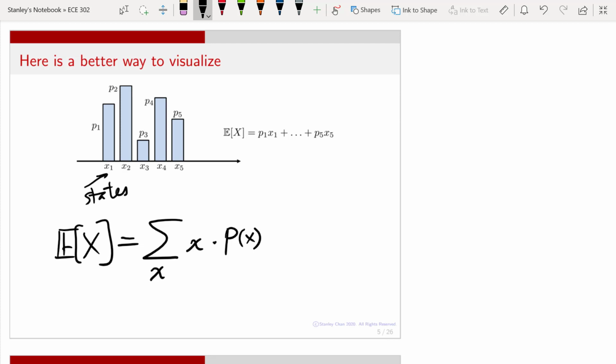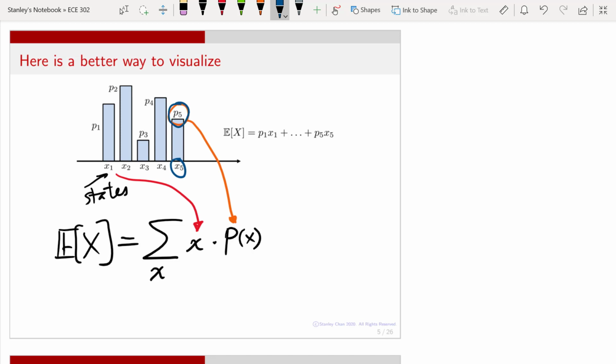So what is this x? The x will refer to one of these 5 states. What is p(x)? p(x) refers to the height of the probability mass function. And so when you take this product of x times p(x), you're really literally multiplying this number with this number.